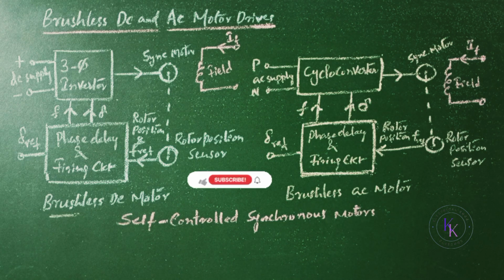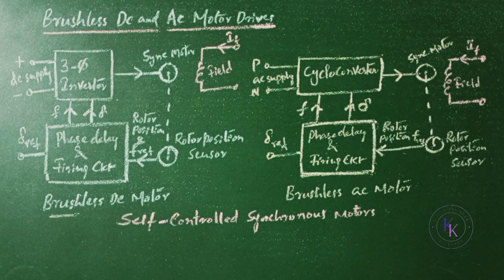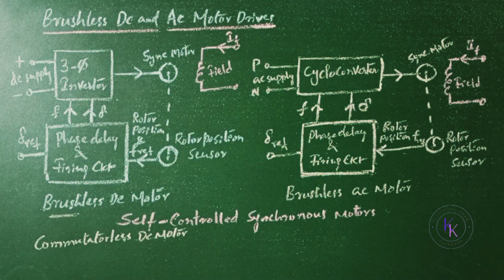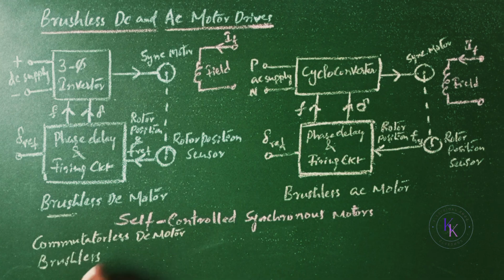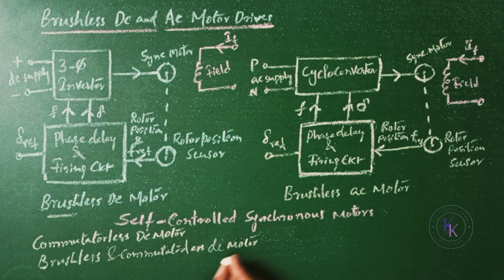The rotor position sensor and inverter perform the same function as the brushes and commutators in a DC motor. Due to the similarities in the operation with a DC motor, an inverter-fed self-controlled synchronous motor is also known as commutator-less DC motor. If the synchronous motor is a permanent magnet motor or reluctance motor or wound field motor with a brushless excitation, then it is known as brushless and commutator-less DC motor, or simply brushless DC motor.